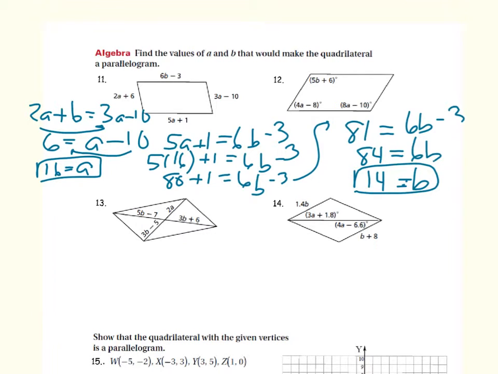All right, so for number 11, I have 16 and 14. Those are the numbers for a and b that would make it a parallelogram.